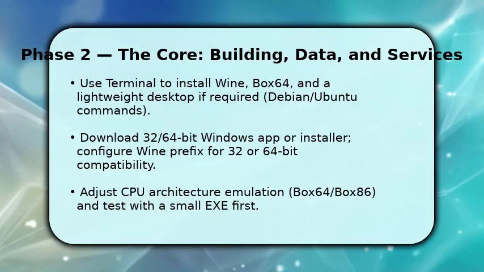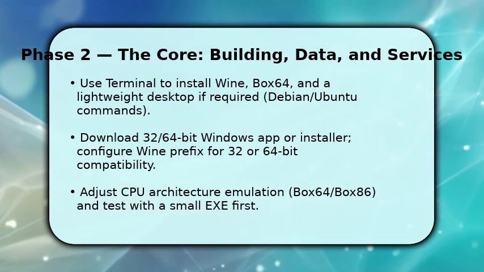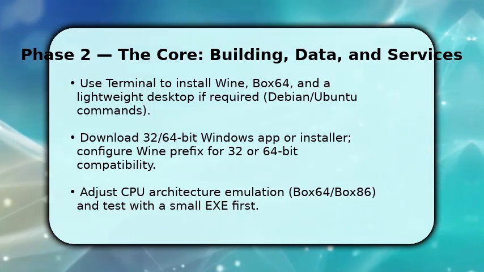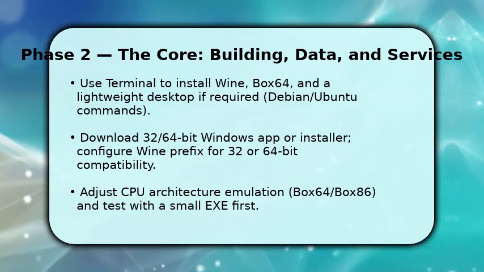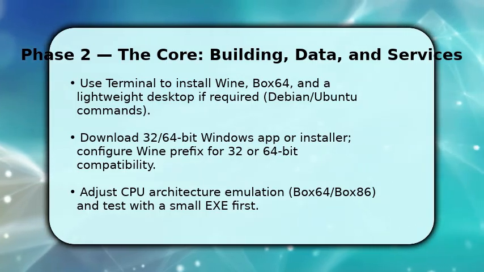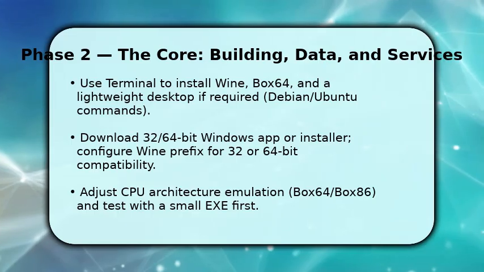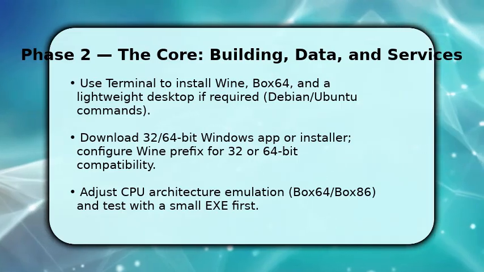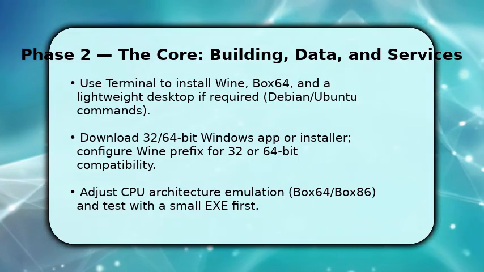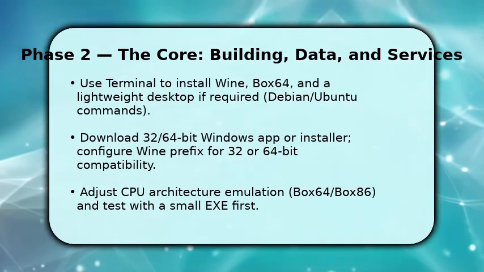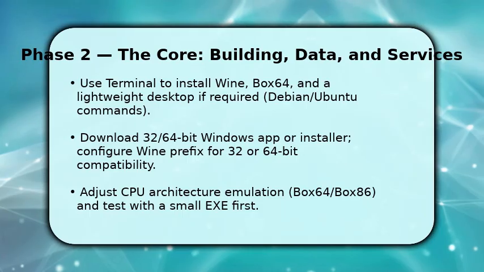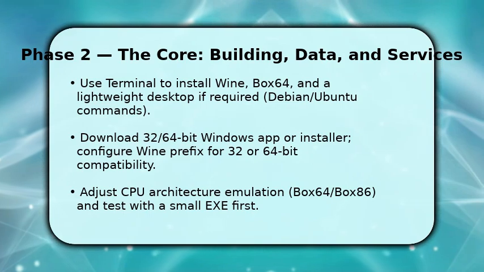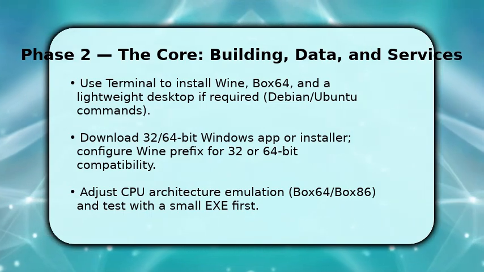Next, you install the emulator stack inside the Linux container. This is where the heavy work happens. Install Wine for Windows compatibility, then add Box 64 or Box 86 if your CPU is ARM to translate 64-bit or 32-bit binaries. Once installed, create a Wine prefix configured for the app architecture and place the Windows installer in your Linux home. Then run the exe through Wine. If it fails, change prefix settings or try the other box variant, because architecture mismatch is the most common blocker.